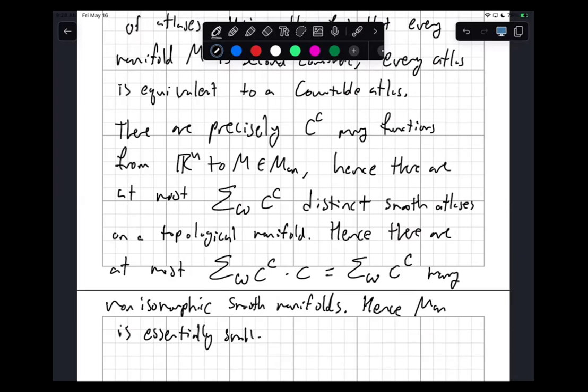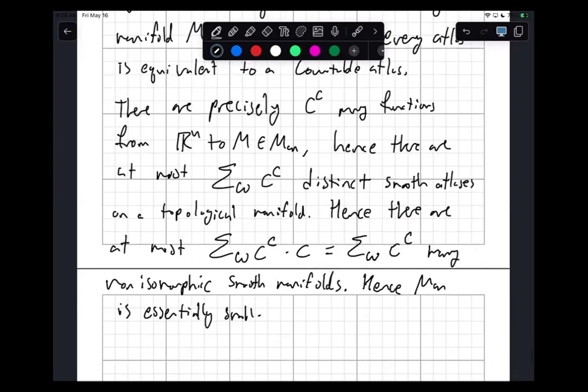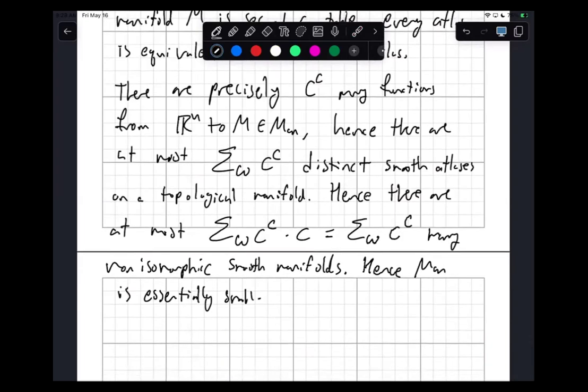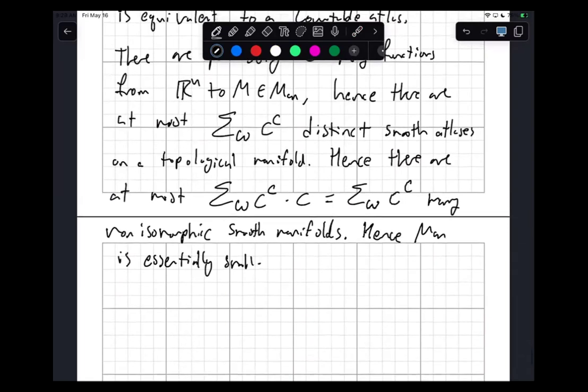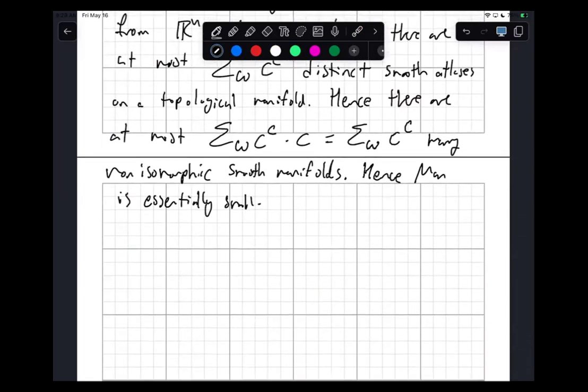And the same argument works for complex manifolds, right? Really any other kind of manifold you can think of. Okay. All right. So from there, we've proven that topological manifolds and manifolds are essentially small. Now I want to talk about why we care so much about smallness.